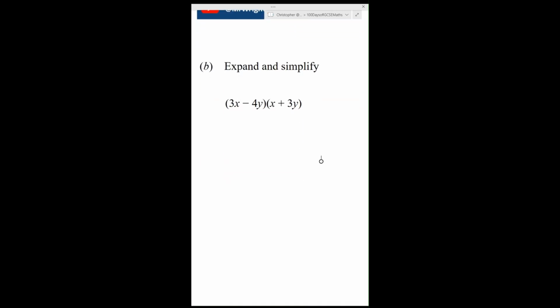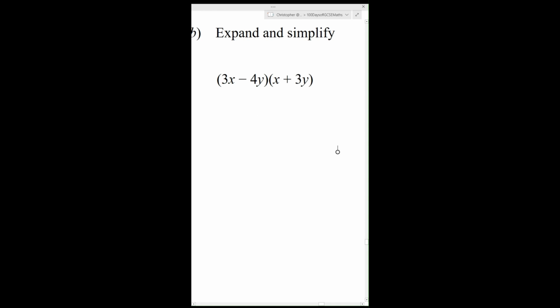Right, so I've got to expand these brackets. I'm going to start with my first eyebrow. It's going to give me 3x squared. Now my nose, it's going to give me minus 4xy. And my mouth is going to give me plus 9xy. So altogether I've got plus 5xy. And then my second eyebrow minus 12y squared.